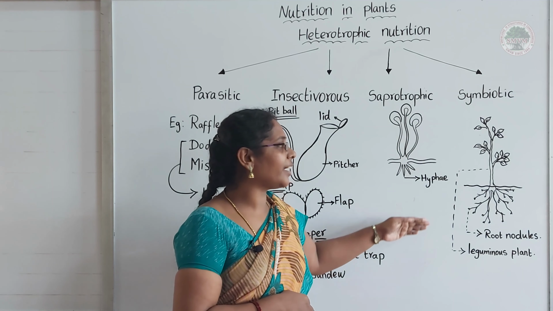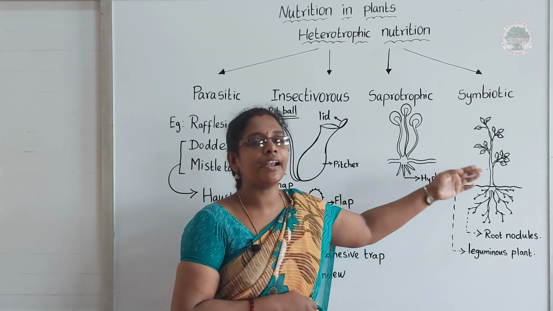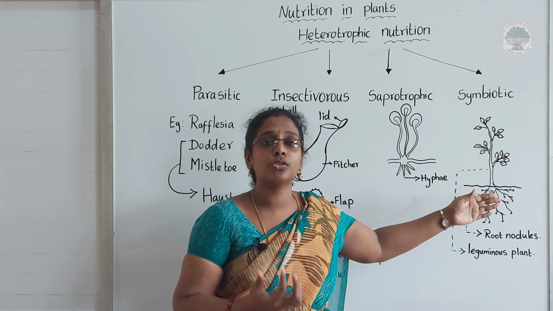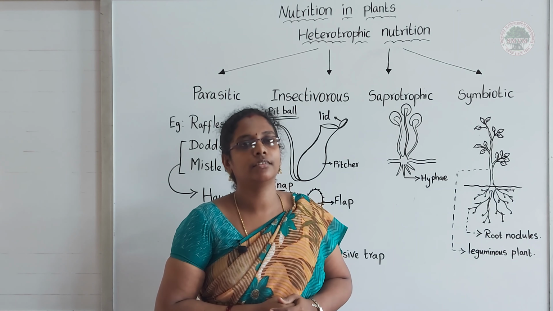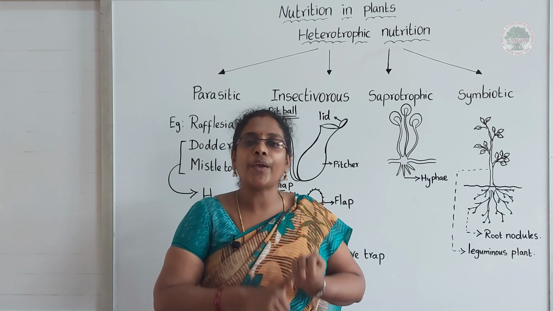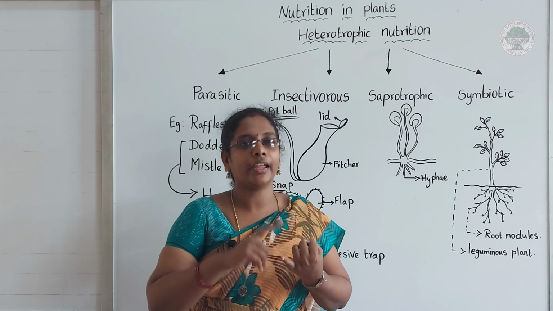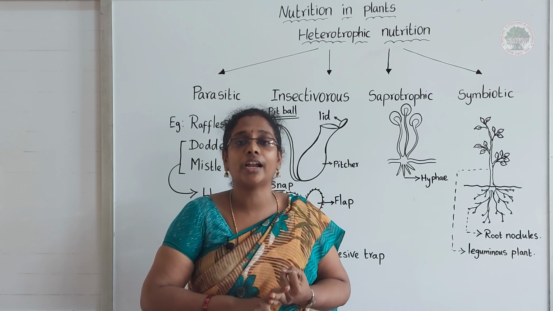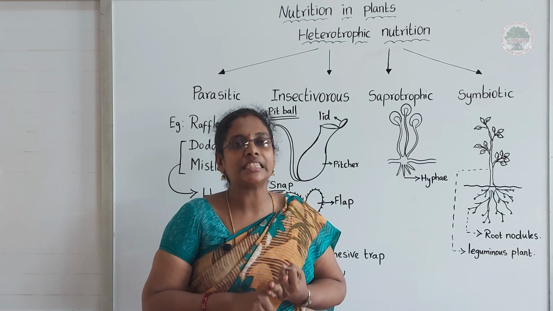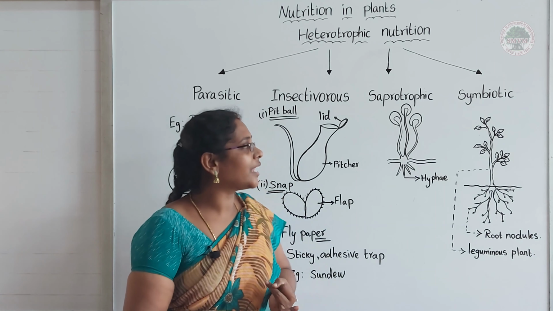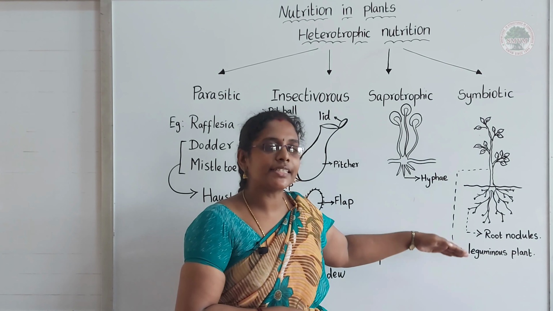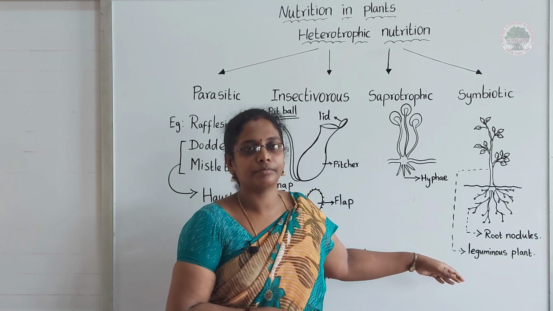By using that nitrogenous compound, the plant can grow well and get enough nitrogen. Nitrogen is very important not only for growth but also for the synthesis of protein. That's why both organisms get benefited.